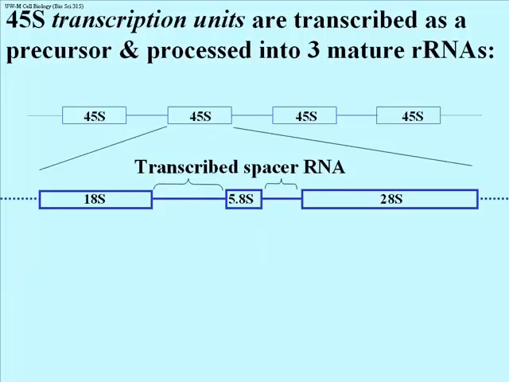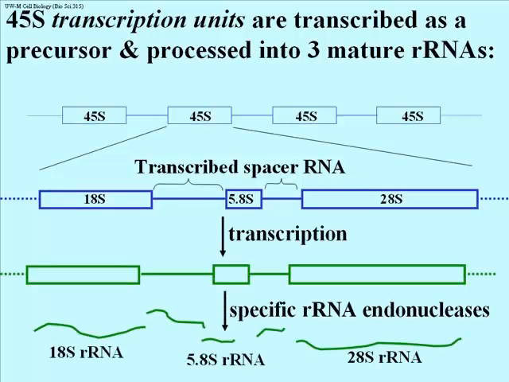Within each transcript is embedded 3 of the eukaryotic ribosomal RNAs, the 18S RNA, a 5.8S RNA, and the 28S RNA. After transcription, the RNA between the 18S and the 5.8S and between the 5.8S and the 28S regions of the primary transcript, called transcribed spacers, are recognized and cleaved by specific ribosomal RNA endonucleases. The transcribed spacer RNA is hydrolyzed by general ribonucleases, leaving behind the mature ribosomal RNAs.